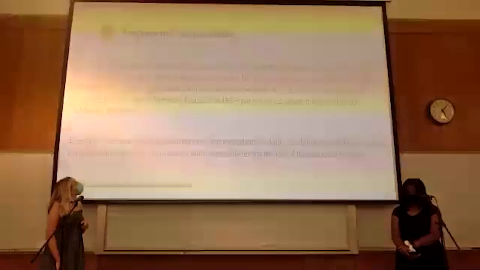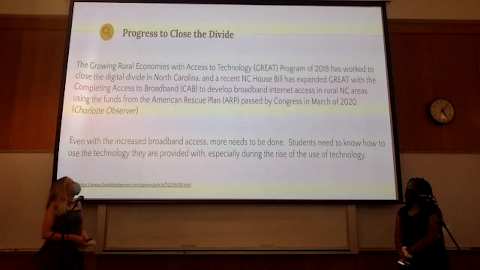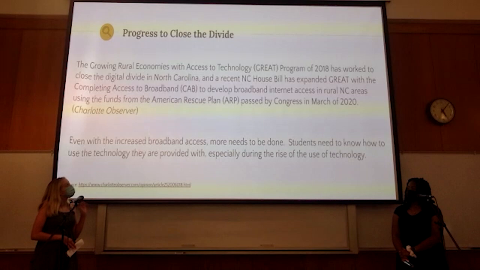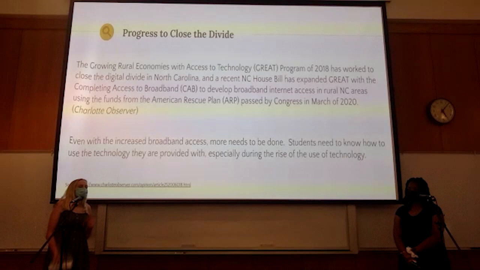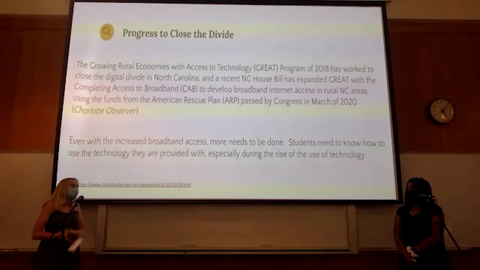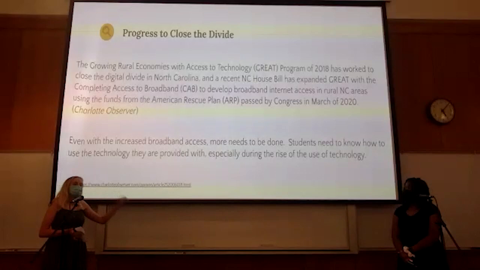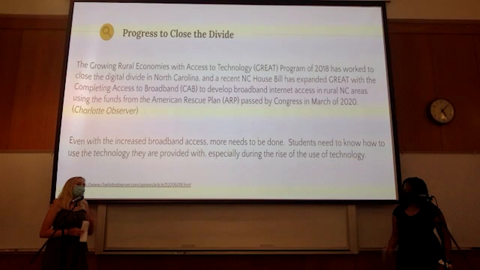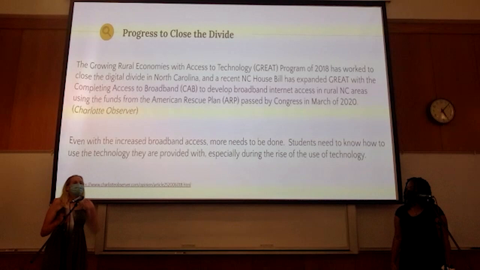So, but don't give up hope. We are making progress. We are closing the divide. In North Carolina in 2018, the Growing Rural Economies with Access to Technology, or GREAT program, was passed that works to expand technological access in rural areas. And with the Federal American Rescue Plan passed in Congress in March of 2020 during COVID, North Carolina passed House Bill 947 that directs those funds, $750 million, to finding what they call donut holes in rural areas in order to provide that technology that is lacking.